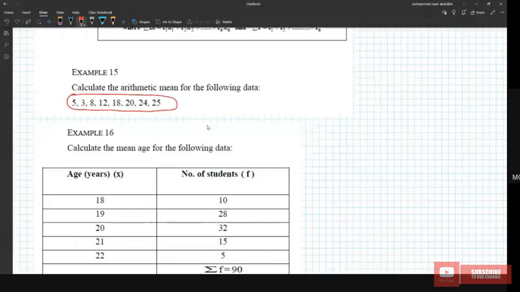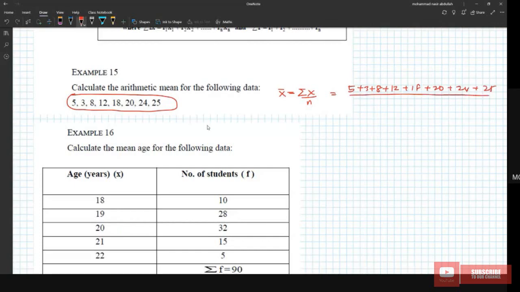So if you want to find the value of mean, the formula for this data is summation of x divided by n, right? We need to find the total of all observations: 5 plus 3 plus 8 plus 12 plus 18 plus 20 plus 24 plus 25, divided by the number of observations. This is 1, 2, 3, 4, 5, 6, 7, 8. So we have 8 data, so we need to divide by 8.